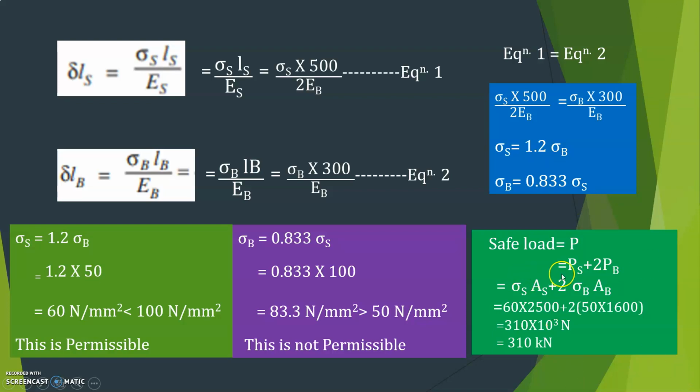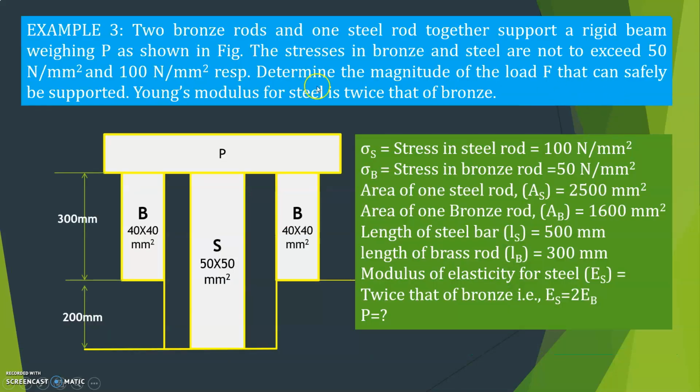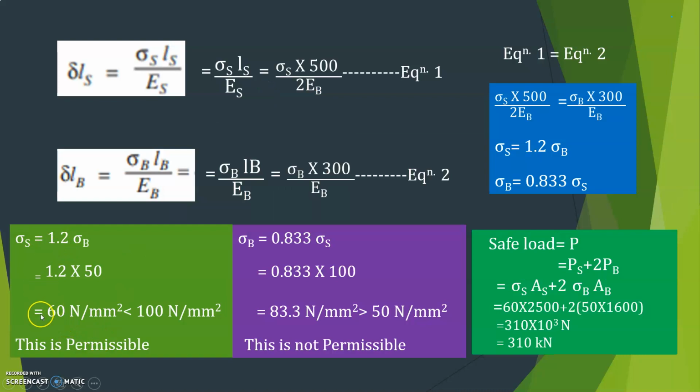Now, what is PS? PS is sigma S into AS, right? Because stress is equal to load divided by area, plus 2 into sigma B into AB. This is 2 bronze rods, that's why. Now substitute the values. What is stress in the steel? Actual stress in the steel is 100, but the lesser value you have to consider because it is given not to exceed 50 and 100. So less than 100. What you got here? Stress in the steel is 60. Okay, so consider this value for steel.